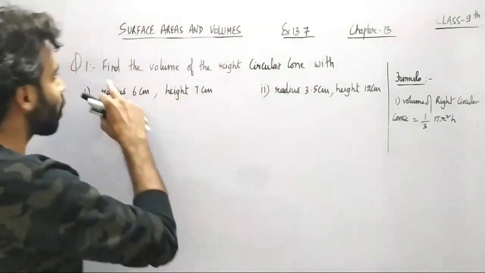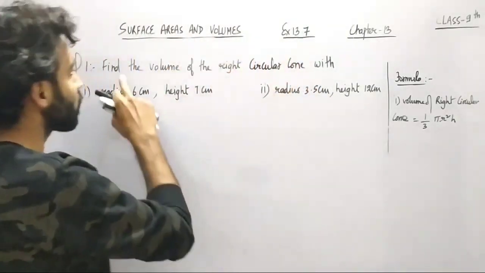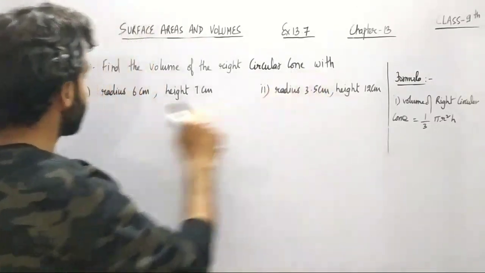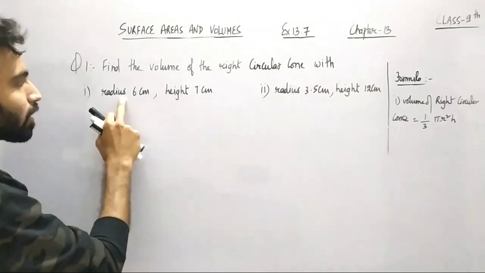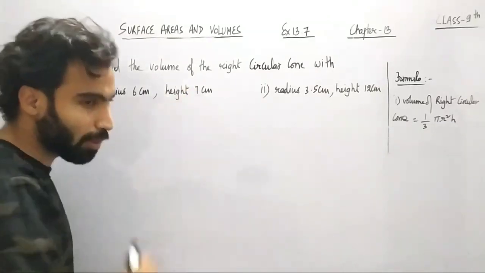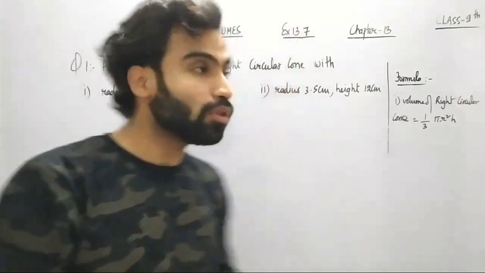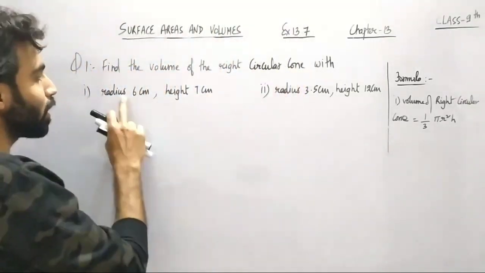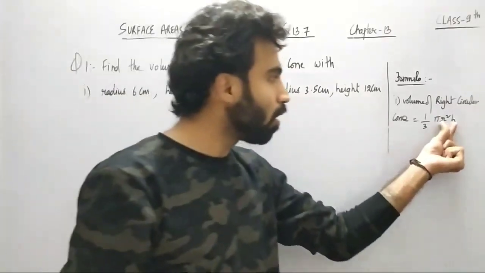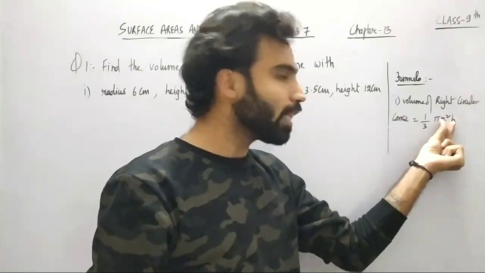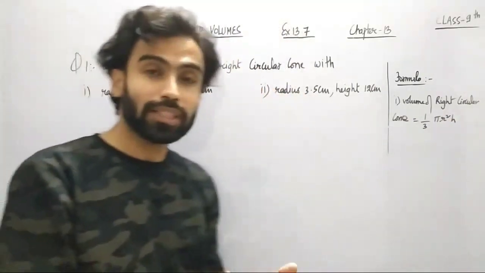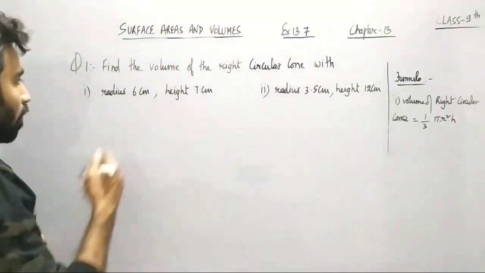So सबसे पहला question जो आपके पास given है इस exercise का, that is find the volume of the right circular cone with, you can see the first part here is that the radius is given to us as 6 centimeter and the height is 7 centimeter, right? So यहाँ पे first part में आपको right circular cone की dimensions given है, you can see the radius given to us and the height. Now you can see in the formula we only need the radius and height to find out the volume, and that is sufficient, right? So let us see how you can solve this question.